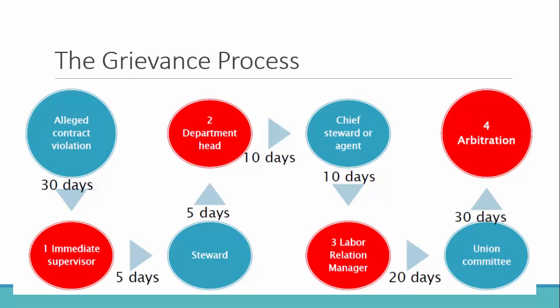If the issue is not solved by the department head, then it goes to the steward or the agent of the union and becomes a formal labor management issue. If the complaint remains unresolved, the labor relations manager and the union committee decide a comprehensive settlement to end the dispute. If agreement is not reached, then it is brought before a third party, or arbitration.